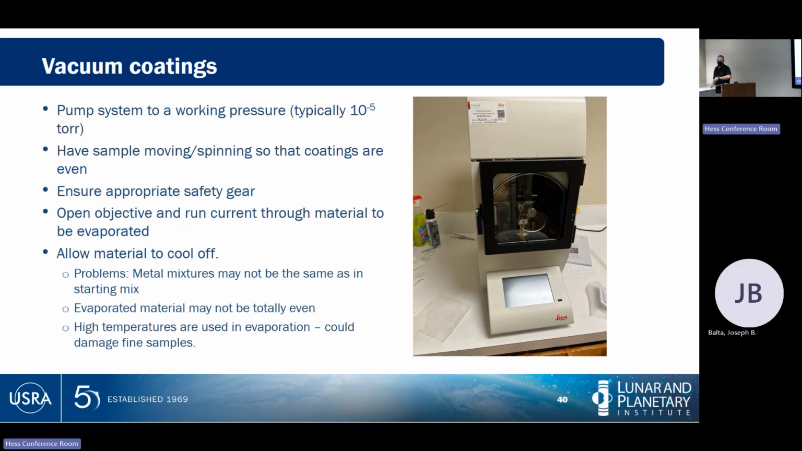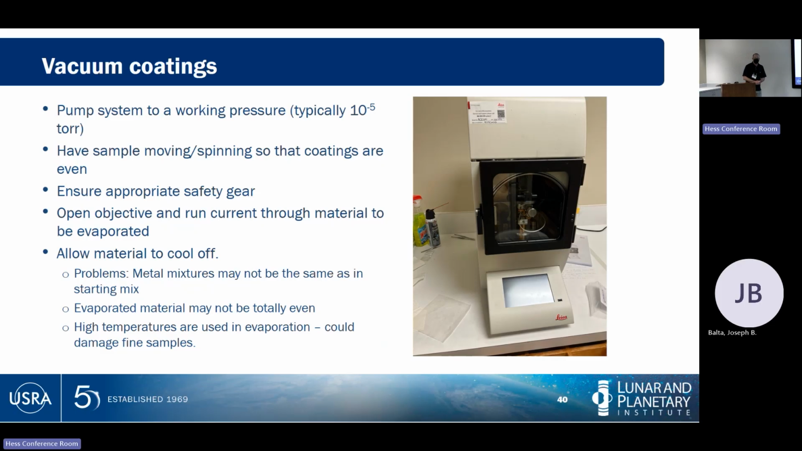The way we're going to do this here, we pump down the pressure on a sample so that it's 1 × 10⁻⁵ atmospheres, maybe something like that. Have your sample moving so that it's not just going to coat one side. Make sure you're covered in safety gear as needed because this can affect your eyes. You run a current across your material, evaporate it, and allow it to precipitate onto cold surfaces. Then you allow it to cool off.